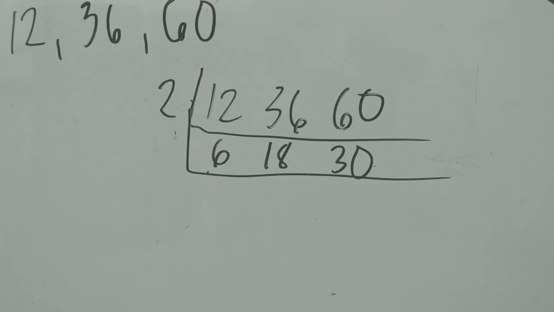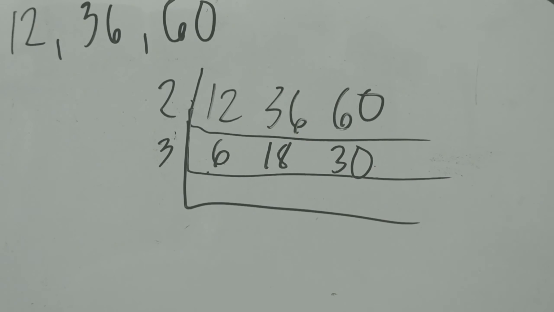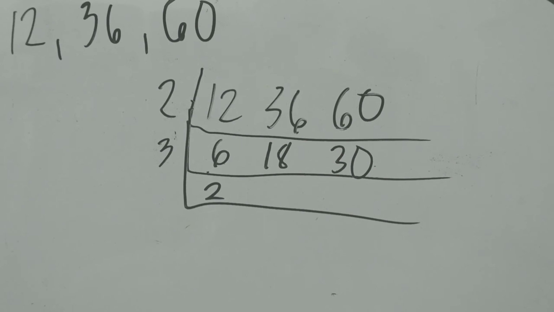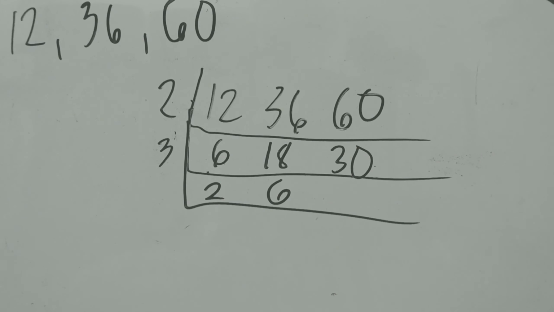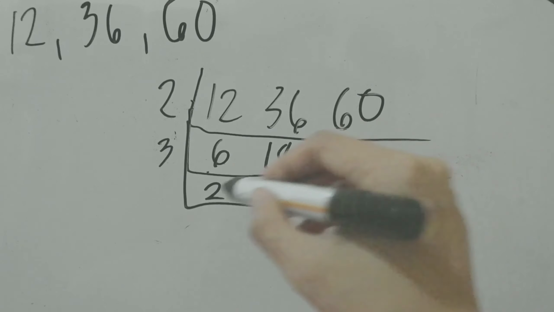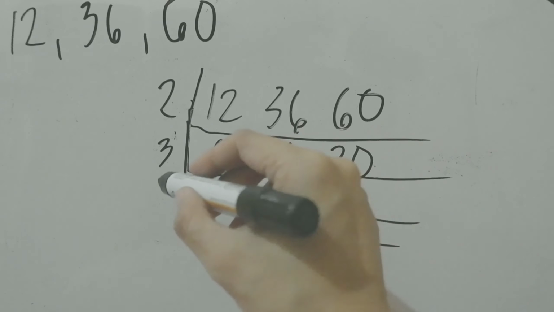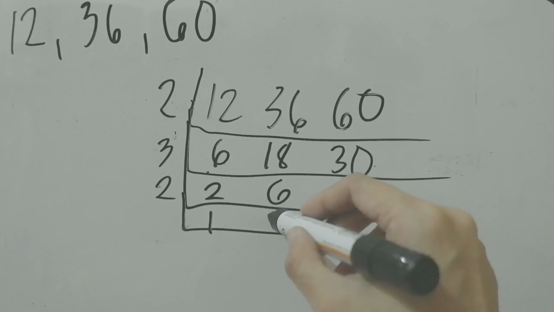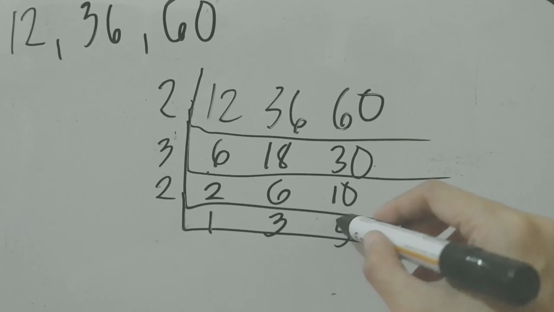Now we are going to divide the given numbers by 3. 6 divided by 3 equals 2. 18 divided by 3 equals 6. 30 divided by 3 equals 10. So 2, 6, and 10 can still be divided by 2. 2 divided by 2 equals 1. 6 divided by 2 equals 3. 10 divided by 2 equals 5.